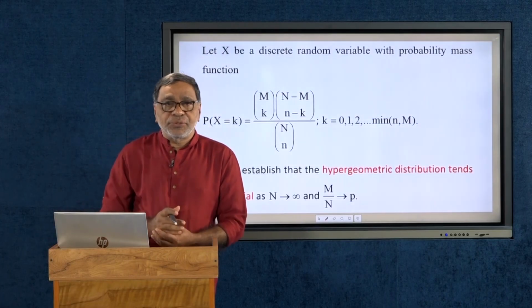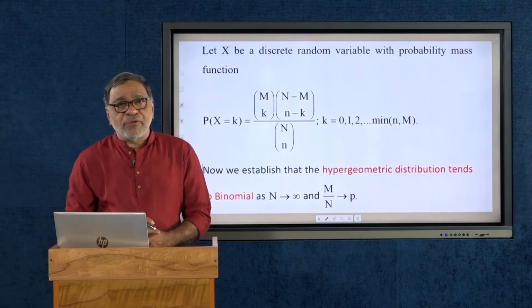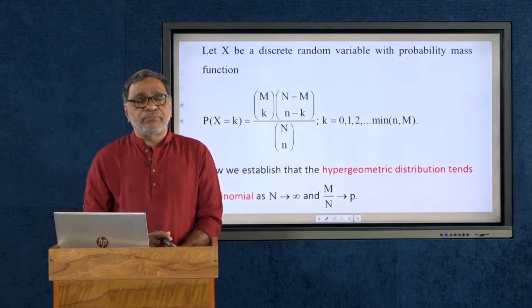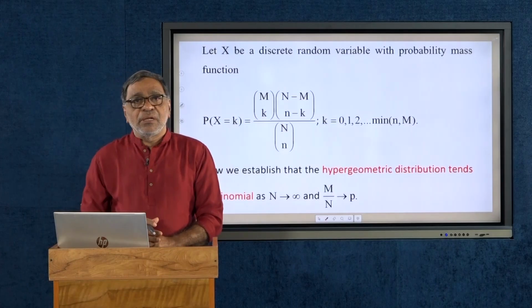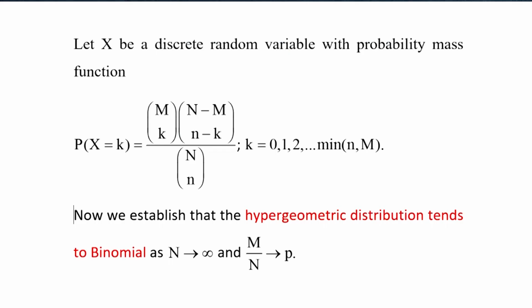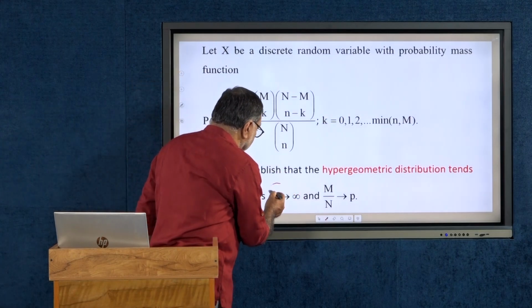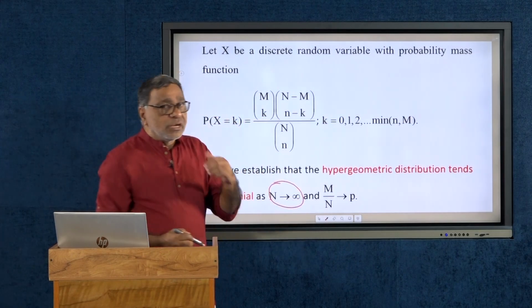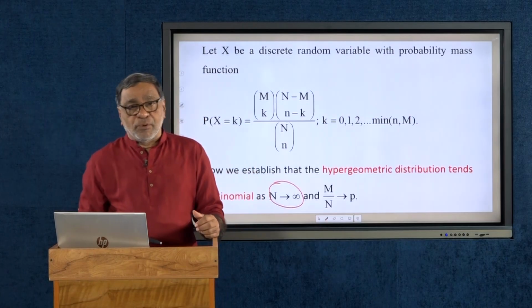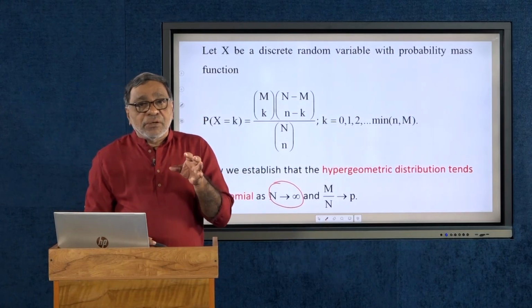This is the situation. Let X be a discrete random variable with a probability mass function, and already I have given the probability mass function. Now we are establishing that this hypergeometric distribution tends to binomial as the number of items in the population is large, that is, capital N is large. This is the total number of items in the population.